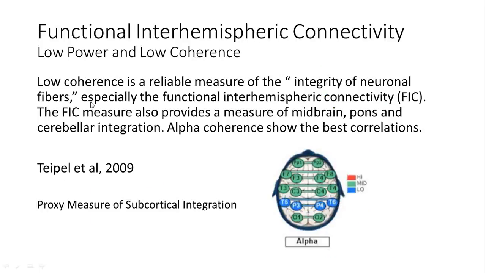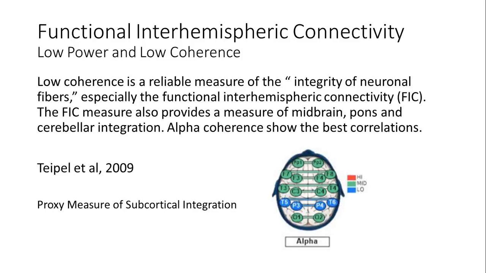Functional interhemispheric connectivity, low power and low coherence. Low coherence is a reliable measure of the integrity of neuronal fibers, especially the functional interhemispheric connectivity, he noted. The functional interhemispheric connectivity measure also provides a measure of midbrain, pons, and cerebellar integration. That is good news for us because that means coherence is a window into functional connectivity between cortical and subcortical structures. And interestingly enough, Dipole notes that alpha coherence is especially useful for that.